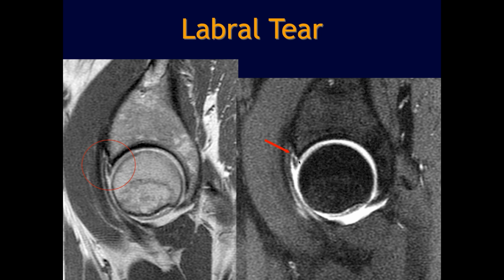Labral tear, yep. This is a characteristic labral tear involving the anterior labrum on these sagittal images. And here's another typical example of an anterior labral tear with a little tiny paralabral cyst associated with it in that location, and this was a documented labral tear.